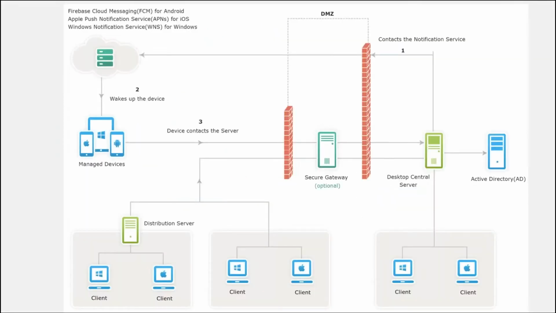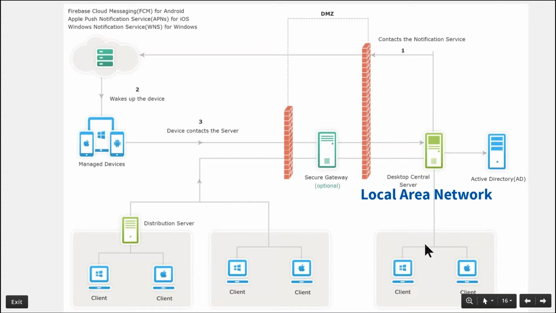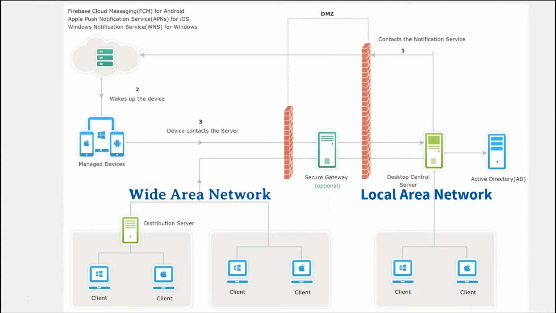Now to discuss more about the architecture. Once the clients are installed, for local office machines, the clients can directly get patches, software, or any configuration from the main host. But when it comes to managing the clients over WAN, you can also have a distribution server which you can place in your remote location. The distribution server is a component which acts like a bridge between your remote machines and the Desktop Central main host.